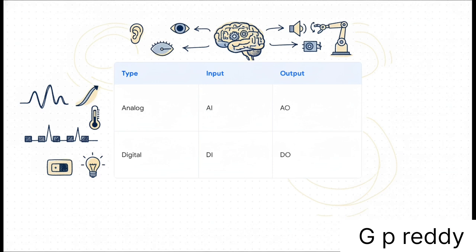When we cross-reference those inputs and outputs with analog and digital, we get the absolute core acronyms of industrial automation: AI, AO, DI, and DO. Honestly, if you understand these four concepts, you pretty much understand the foundational language of almost every automated process on Earth. Let's break them down one by one.